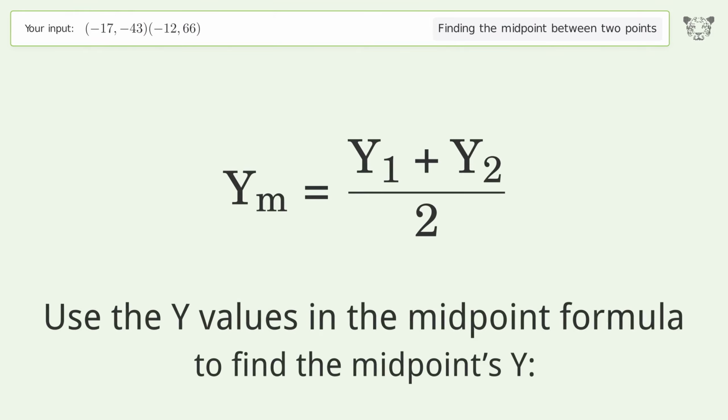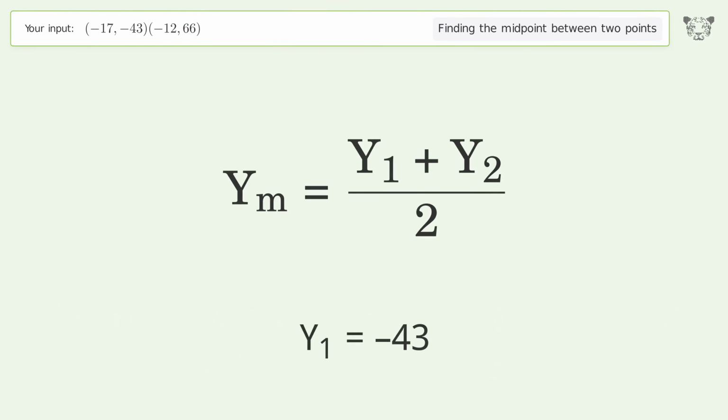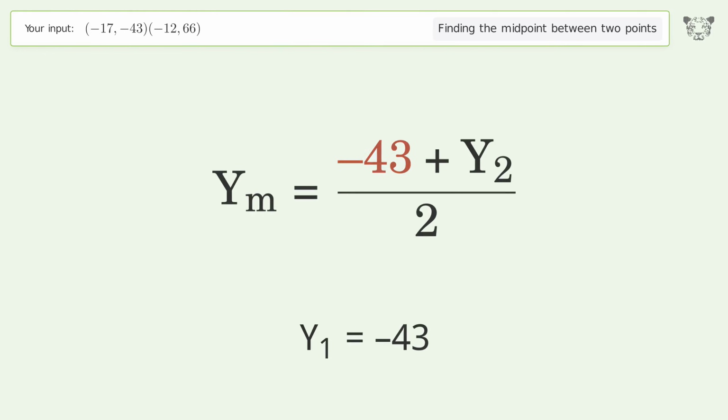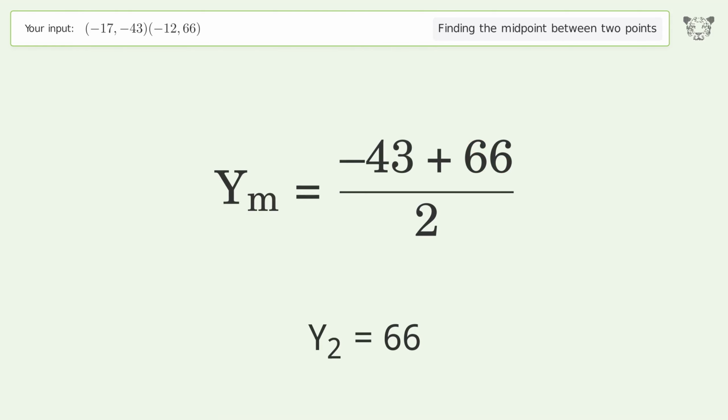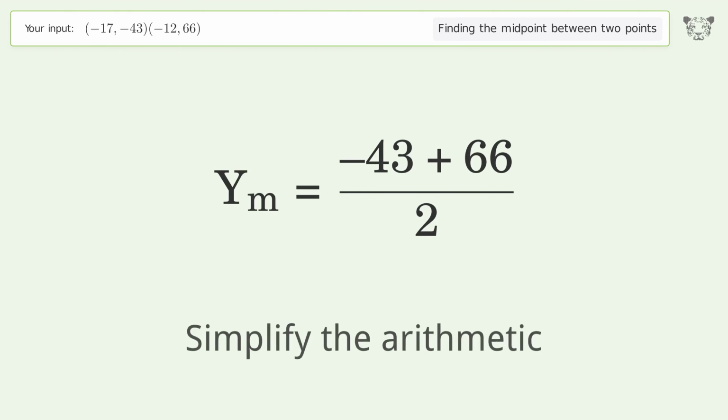Use the y values in the midpoint formula to find the midpoint's y. y1 equals negative 43. y2 equals 66. Simplify the arithmetic.